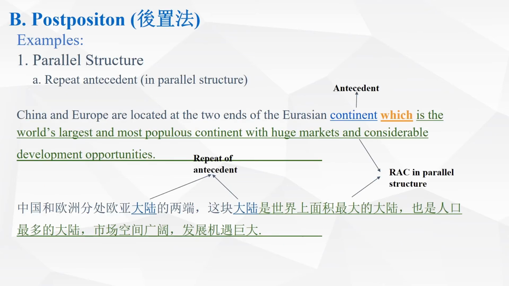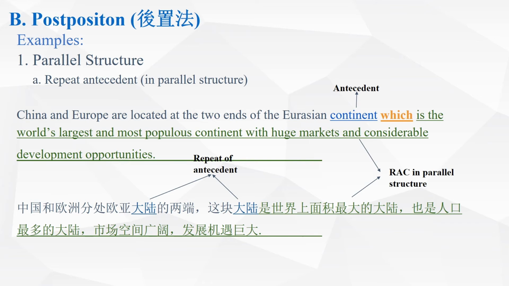One feature of this method is parallel structures with repeat antecedents, and I will elaborate it in 3 examples. Firstly, from the English sentence, we can tell that the antecedent of that attributive clause is continent. And in this clause, four pieces of information are connected by 2 and 1 with. In translation, antecedent 大陆 is repeated and the 4 pieces of information is broken into 4 parallel parts.